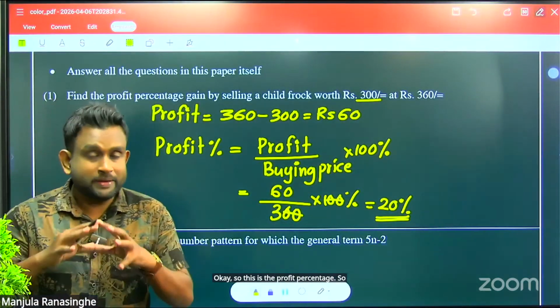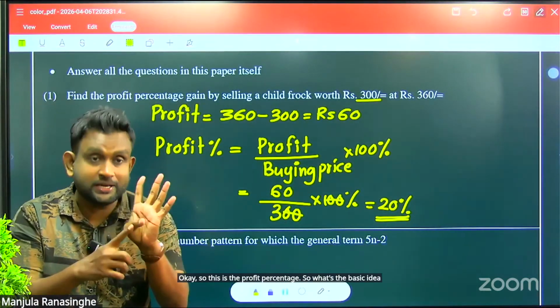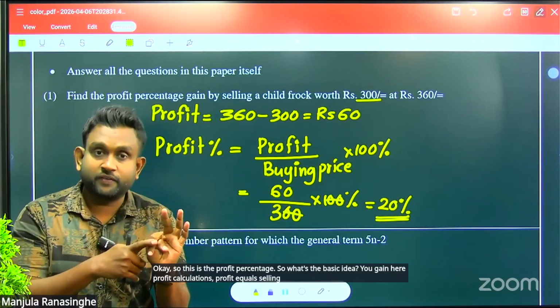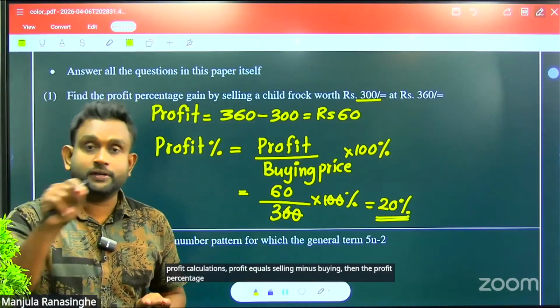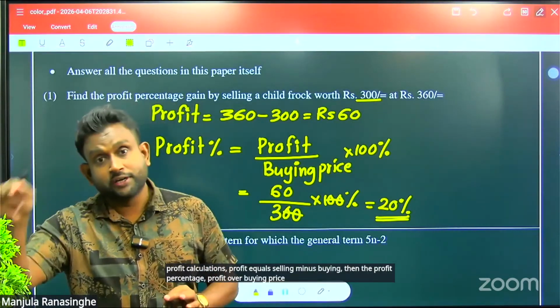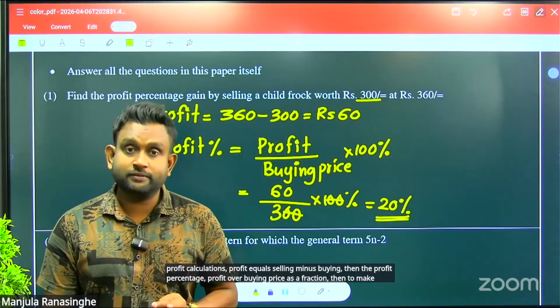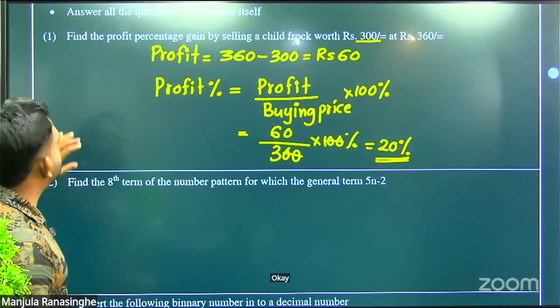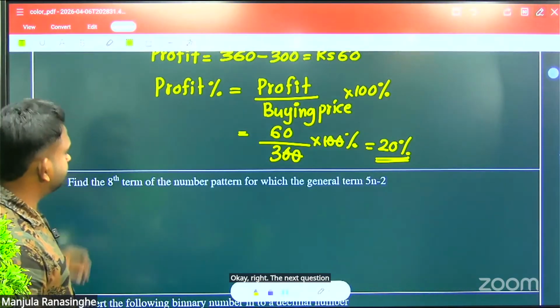So what is the basic idea you gain here? Profit equals selling minus buying. Then the profit percentage is profit over buying price as a fraction. Then to make a percentage, you multiply by 100%. Okay, the next question.